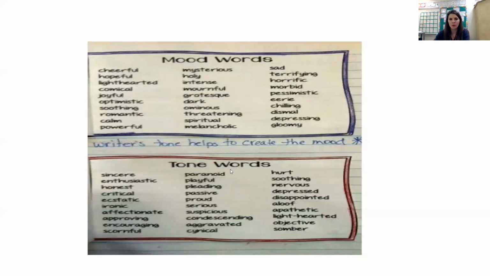Okay, let's look at the tone words this time. So what is the tone of the author in that particular paragraph or sentence? So we see sincere, enthusiastic, honest, critical, ecstatic, ironic, affectionate. Is the author hurt? I'm sorry, I paused. I read those in my head and then I get over to hurt. Papa is hurt. Would the tone be hurt? Is the author conveying hurt? Not really. Maybe nervous. Papa's checking. How do I look?